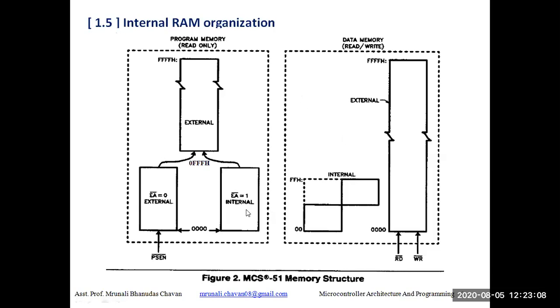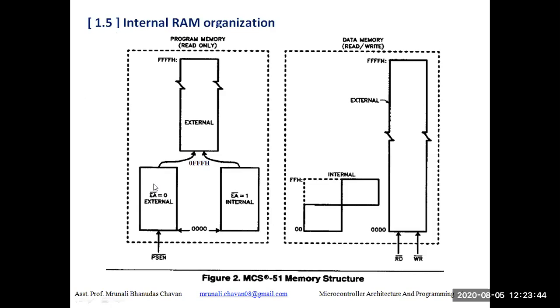First, we will discuss the program memory. The microcontroller has 64 KB of external and 4 KB of internal program memory. Here, if the EA pin is connected to ground, then the addresses from 0000 to FFFFH are fetched from 64 KB of external program memory, or external ROM.